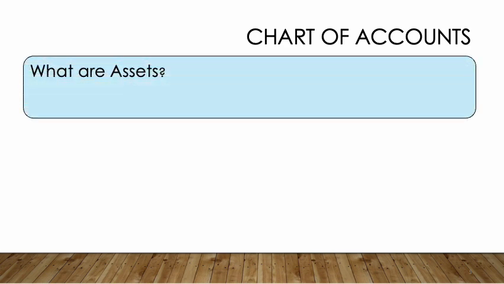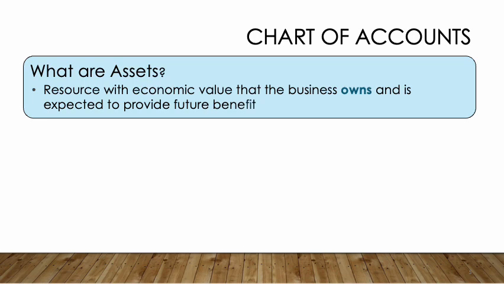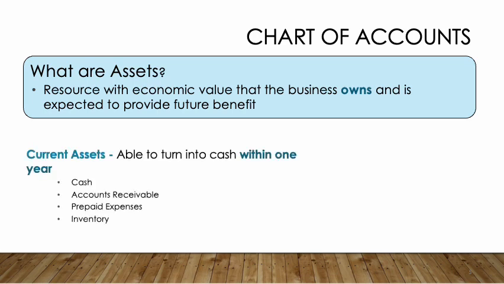So let's start off with assets then. Assets are resources with an economic value that the business owns and is expected to provide future benefit. There's 2 types of assets that exist for any organization. The first category is known as current assets. Current assets are those resources that you're able to turn into cash within 1 year. I've given you some examples: cash, accounts receivable, which I will talk about in a minute, prepaid expenses, and also any inventories that the company might hold.